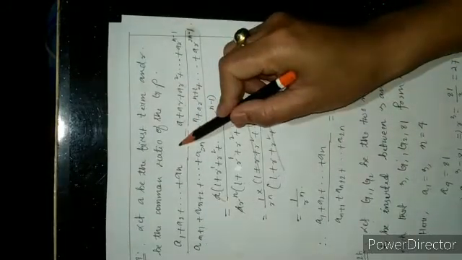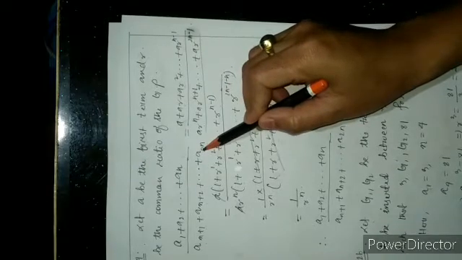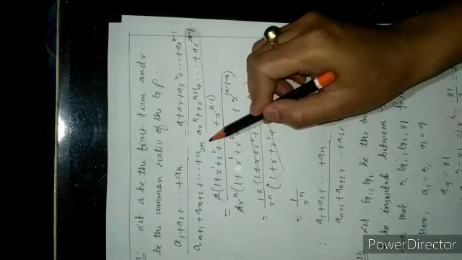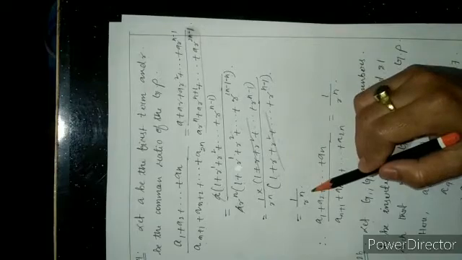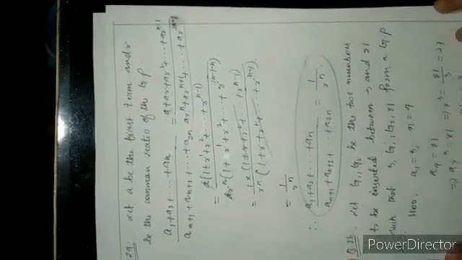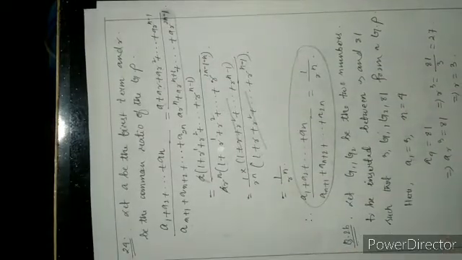The sum of the first n terms of the GP divided by the sum of the terms from n plus 1 to 2 times of n terms will be equal to 1 by r to the power n. So left hand side is equal to right hand side. Thank you. Left hand side se right hand side ka chap manare ko.